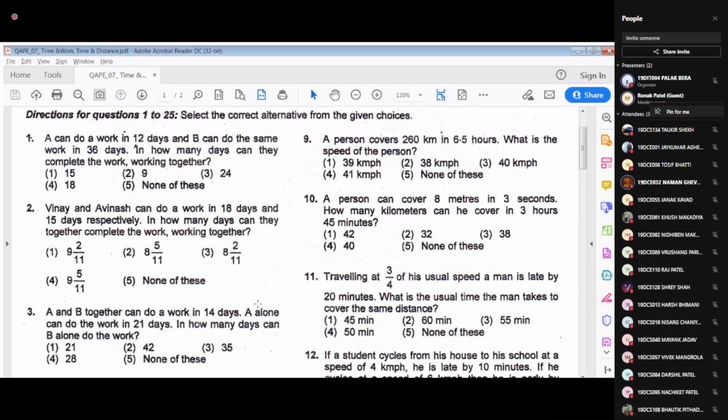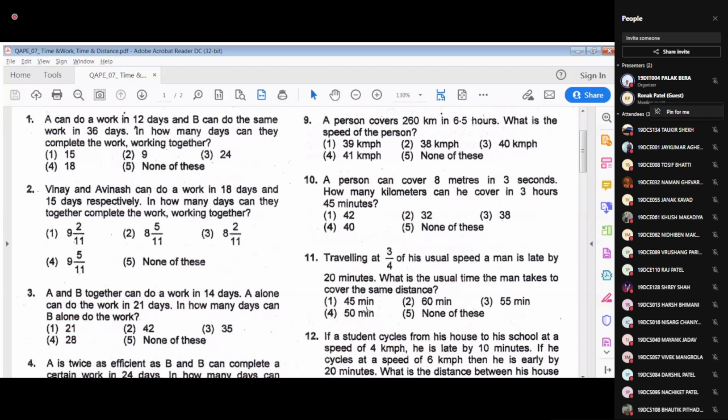Okay, how did you get that answer? Speed equals distance by time. Yes, a very simple question, right? I hope everybody can answer this question. So it is 13 by 2, right? So the answer will come 40 kilometers per hour. I hope I need not explain. So next one, number 10.